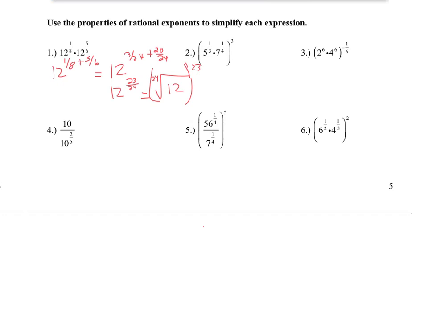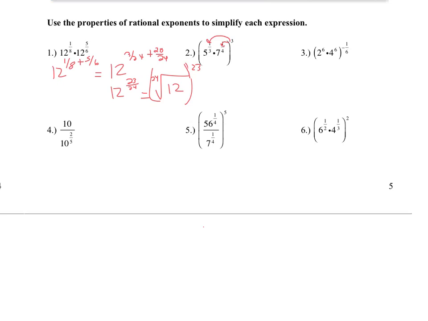And the second one says 5 to the 1/3 times 7 to the 1/4, all raised to the 3rd power. Well, 5 and 7 are different bases, so I cannot add their exponents. But I can distribute the cube, since both things are being raised to the 3rd power.